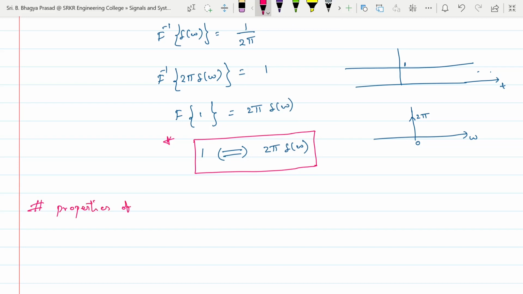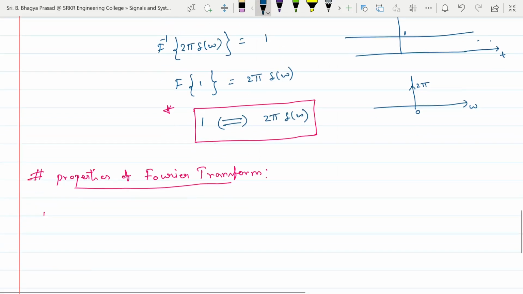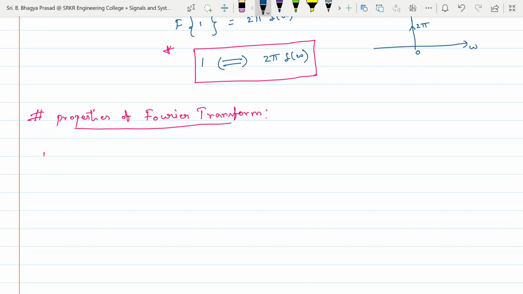Properties of the Fourier transform. So the first one is linearity. What are the properties we discussed in the Fourier series or Laplace transform, Z transform? The same properties we discuss here again. The first one, linearity.